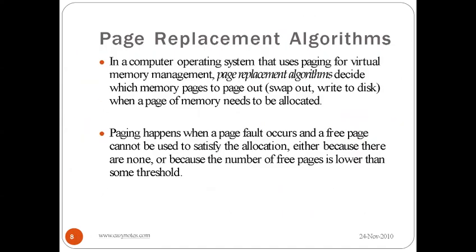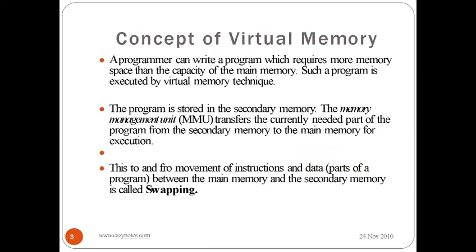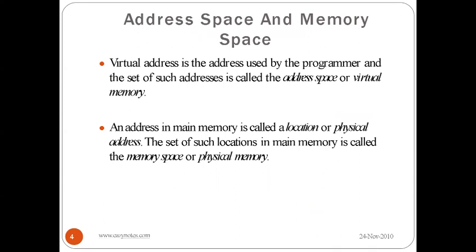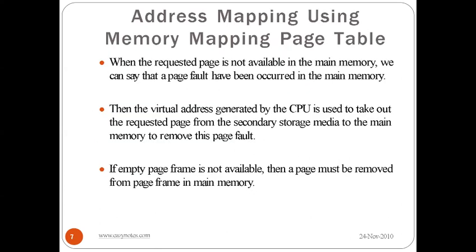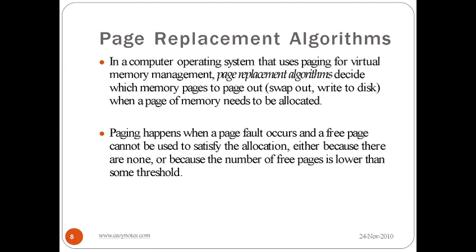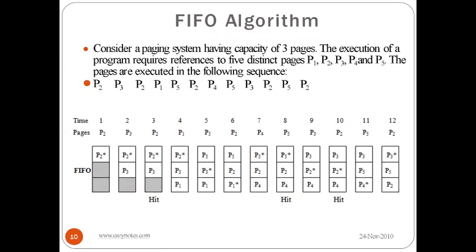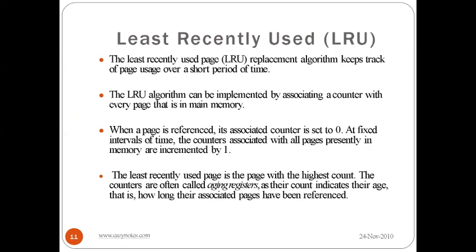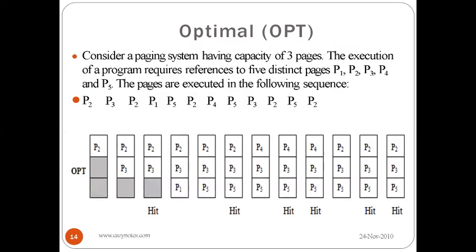So, let me just revise what we have learned. We have learned what virtual memory is, the definition of virtual memory, the concept of virtual memory, address space and memory space, the diagram of virtual memory, including page frames, address mapping using the memory mapping page table, page replacement algorithms, first in, first out and the FIFO algorithm, least recently used and the LRU algorithm, and optimal and the optimal algorithm.